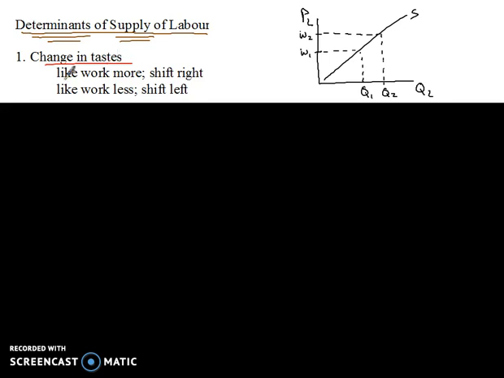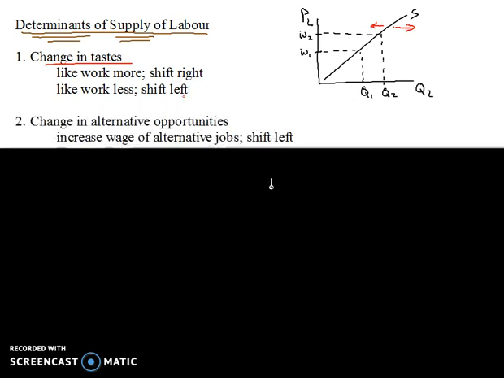So if you like the work more, maybe being a teacher becomes a more high status job, that's going to cause the supply curve to shift to the right. More people are going to want to go do it. If people like the work less, maybe it loses its status for some reason, then that would cause the supply curve to shift to the left. So if people like the work more, that's going to shift the supply curve to the right. If they like it less, that's going to shift the supply curve to the left.